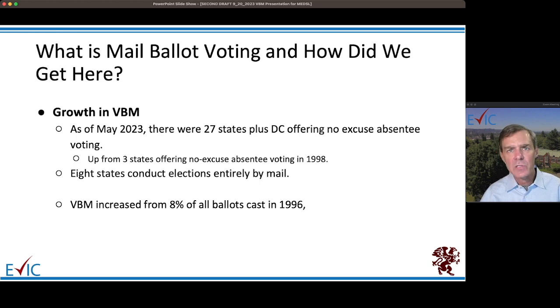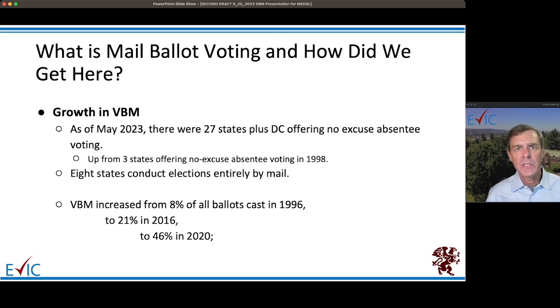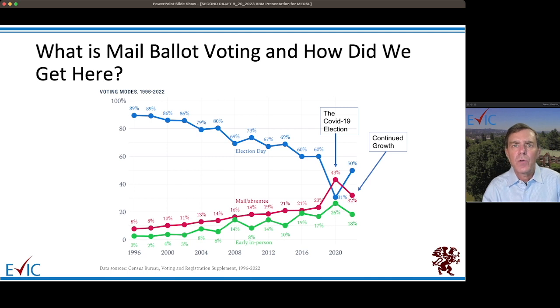Vote by mail started slow, when excuses were required, at 8% of ballots in 1998, growing to 21% in 2016, and a whopping growth, more than doubling, to 46% in 2020, declining to 32% in 2022. You can see the growth in the use of voting by mail and other convenience methods over this long period, the obvious huge spike in the COVID-19 election, but then the decline in 2022. But don't be misled, this is still a substantial increase compared to 2018.